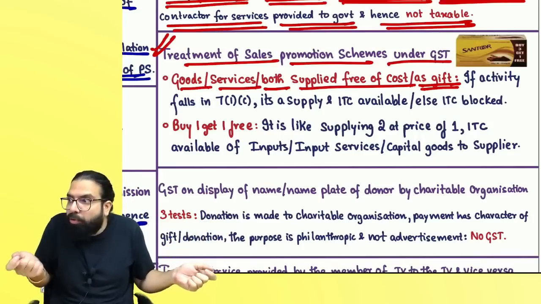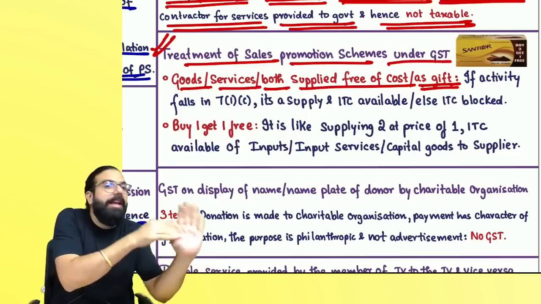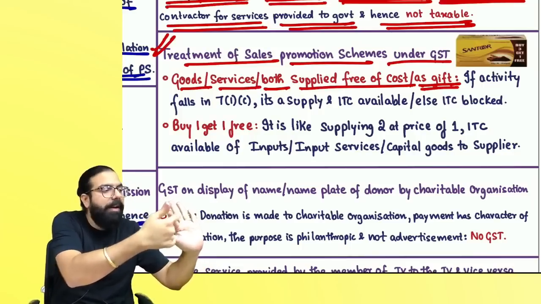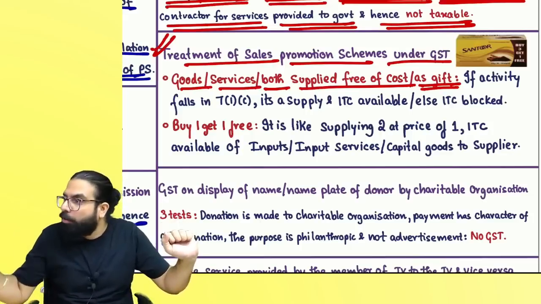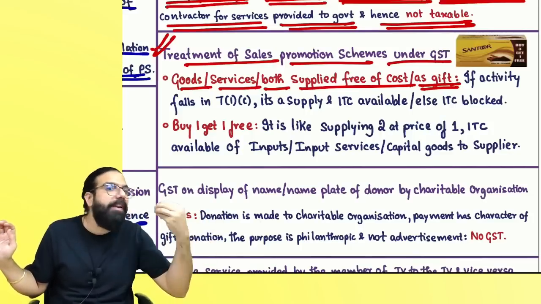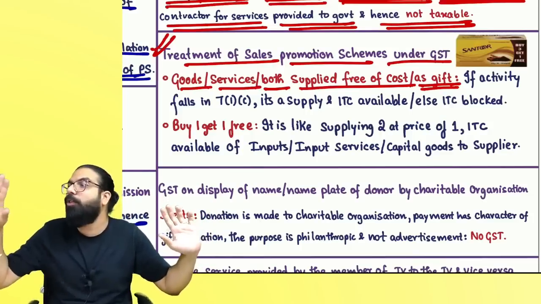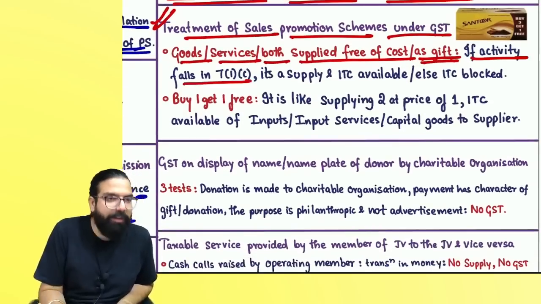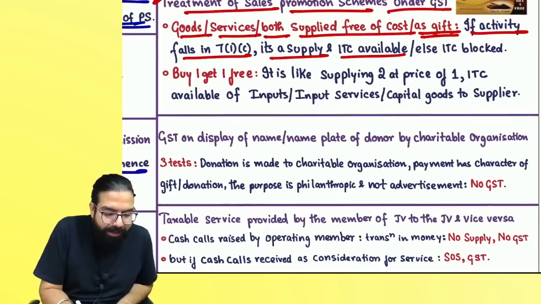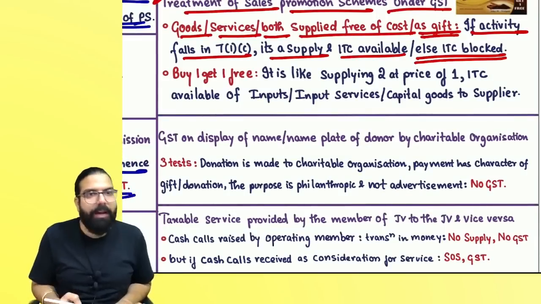I bought cloth, and I made a shirt. I gave the shirt free. It is a permanent transfer of business asset. But did I take the ITC on the shirt? I took the ITC on the cloth, and hence it is not a supply. If it is not a supply, GST will not come. ITC also will be blocked. The same thing is told over here. If the activity falls in 7(1), it's a supply and ITC will be available. Otherwise, ITC shall be blocked.